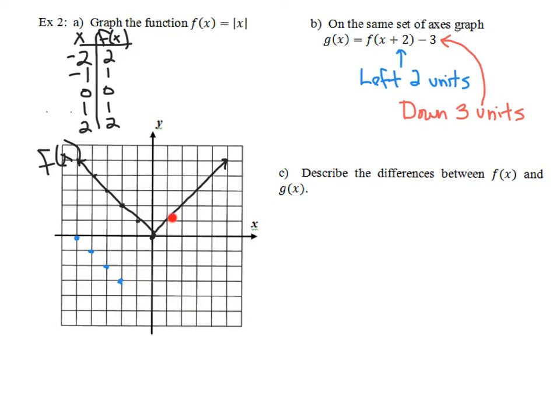Going from this point over here at 1, 1 to the left 2 and down 3 puts me right here. Going from this point over here at 2, 2, left 2 and down 3 puts me at this point. And I can go ahead and make the rest of the diagonal points, making this V.